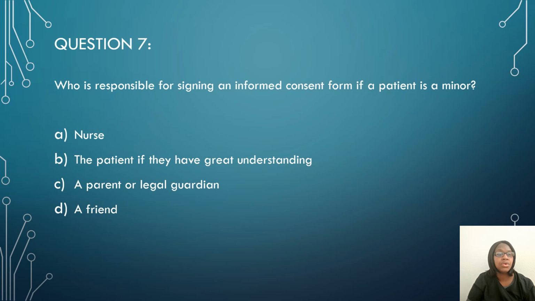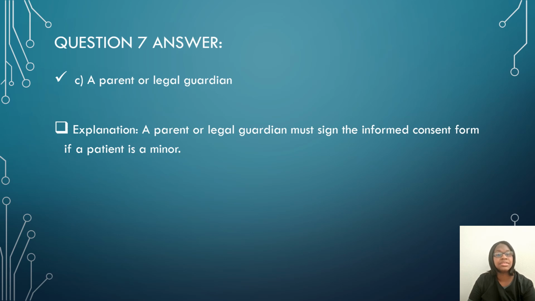Question 7. Who is responsible for signing an informed consent form if a patient is a minor? The answer is a parent or legal guardian. So even if a child, or a minor, is in their right mind, a parent or legal guardian still must sign the informed consent.